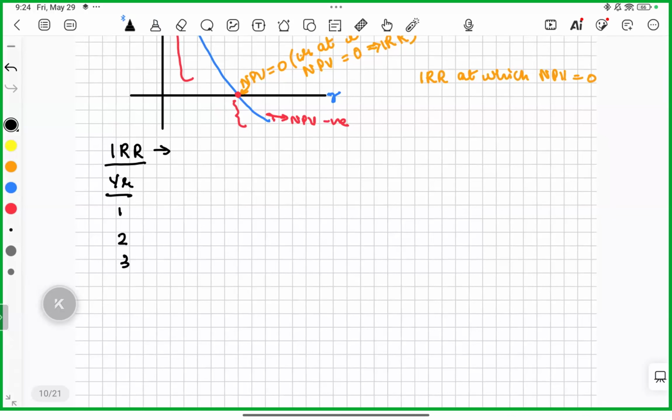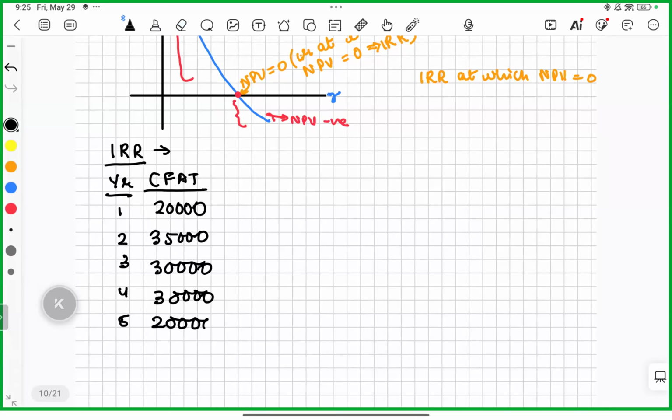You are given cash flows of 5 years. I'm just writing the cash flows again: 20,000, 35,000, 30,000, 30,000, and 20,000.